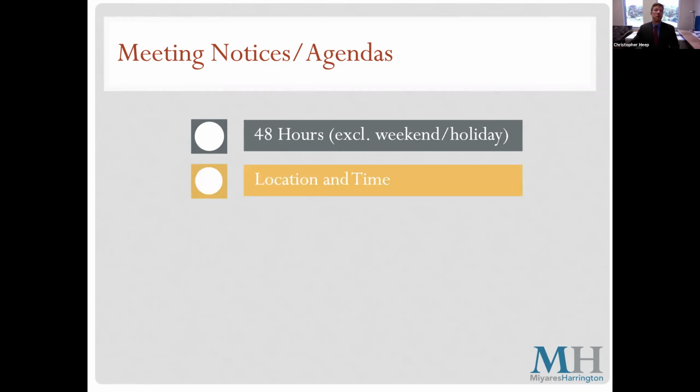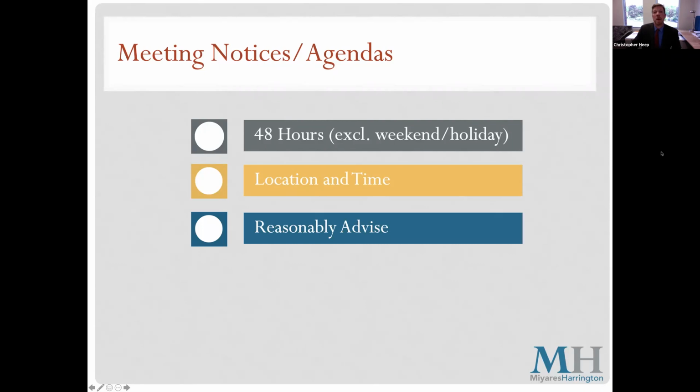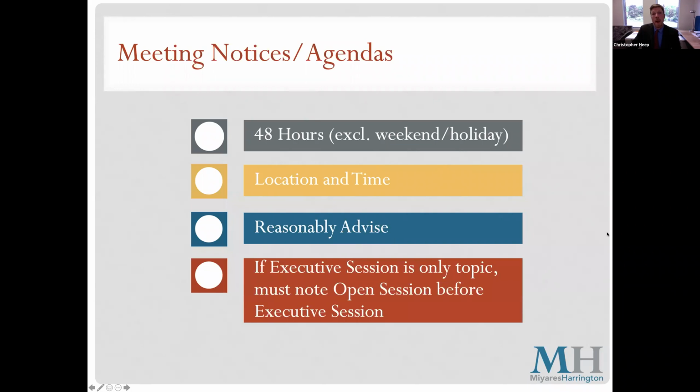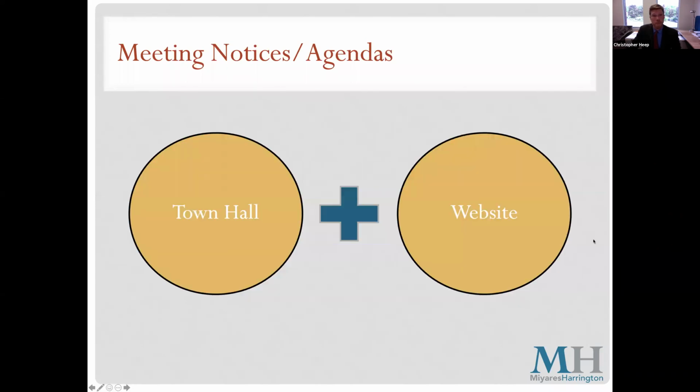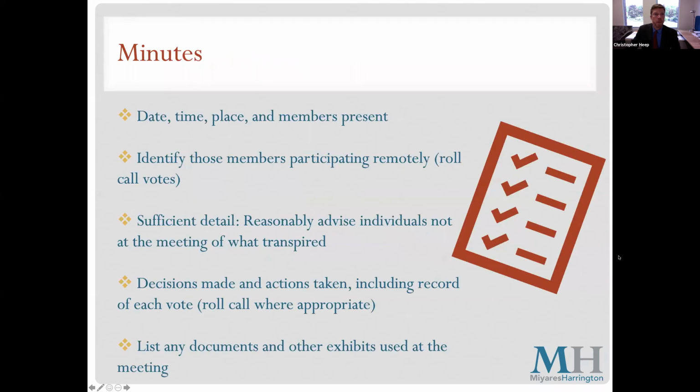The agenda needs to note the location and the time of the meeting, and advise members of the public what is going to be discussed. So that's why we list on agendas individual matters that are going to come before the board. And if executive session is the only topic, it must note an open session on the agenda before the executive session. Agendas for meetings need to be posted both in town hall and published on the town's website. So that's the agenda requirement.